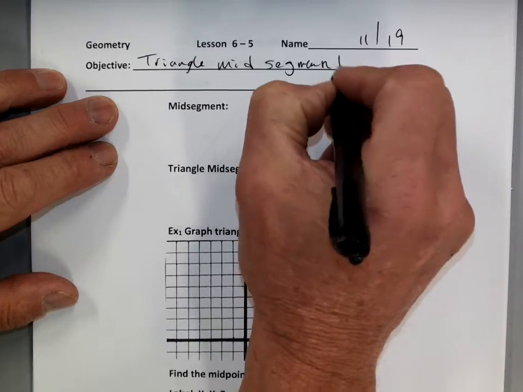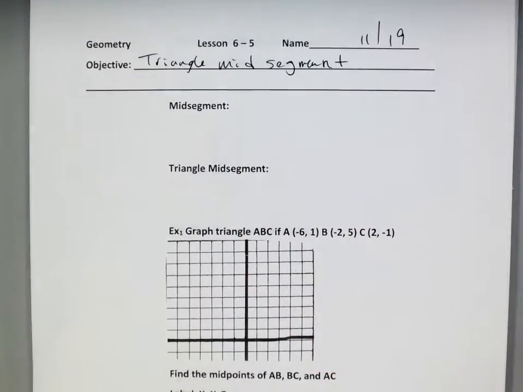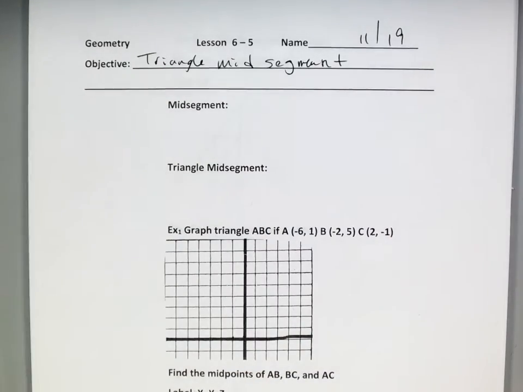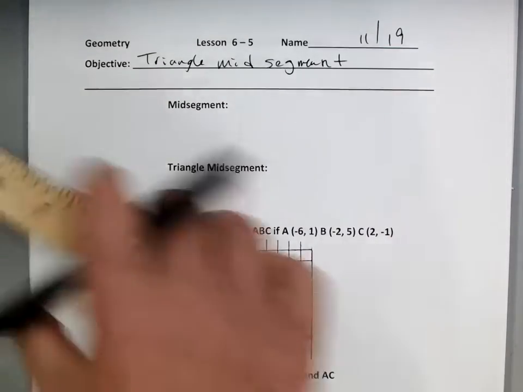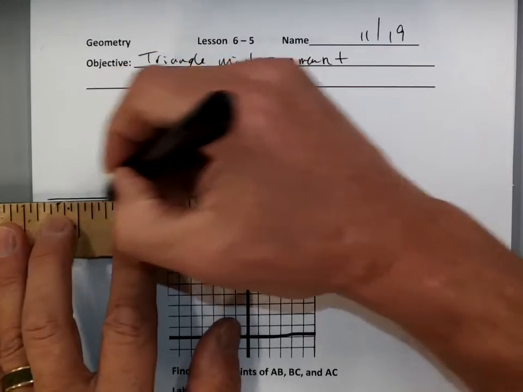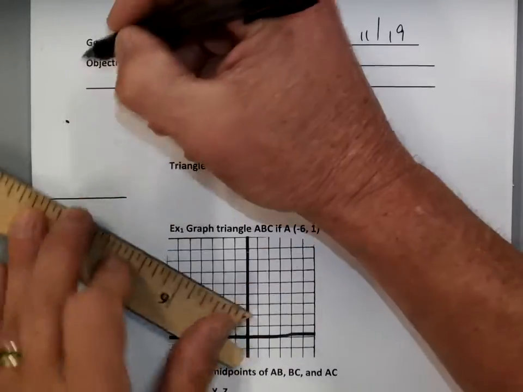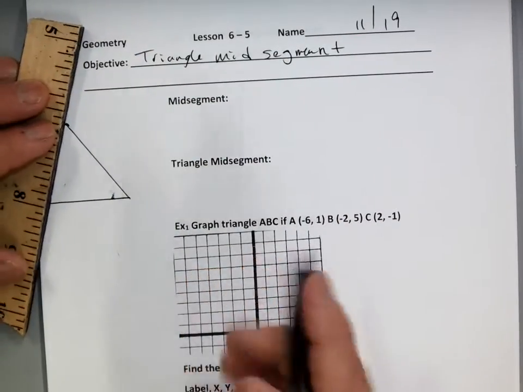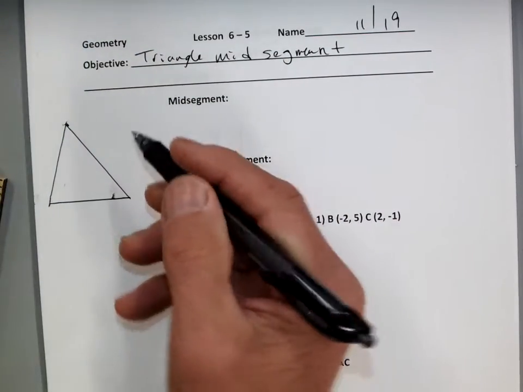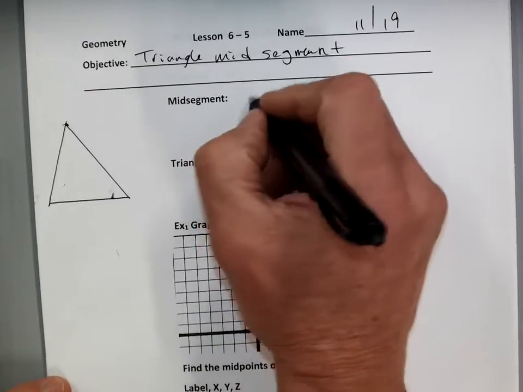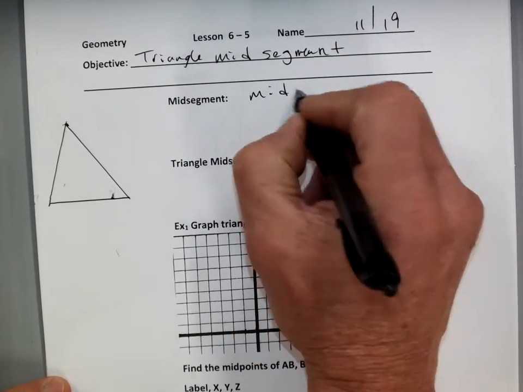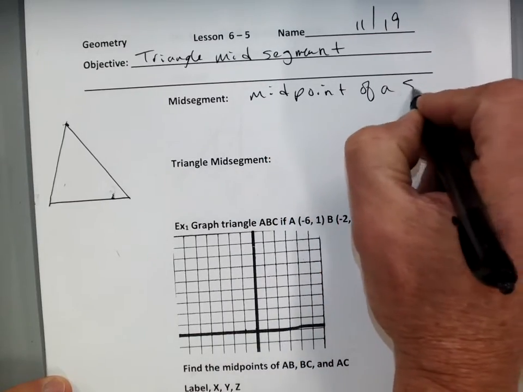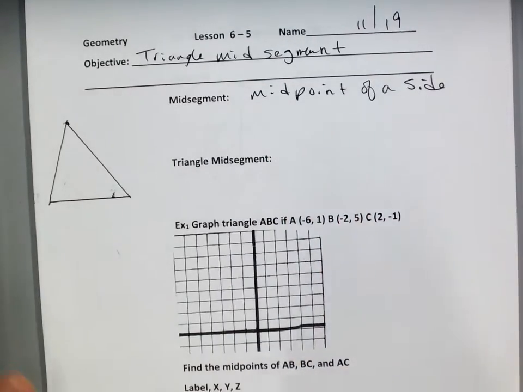Okay. We just draw a picture so you see what a triangle mid-segment is, and then we'll define it. So let me draw a triangle, just any old triangle, nothing special, nothing fancy. Easy day today. So mid-segment means basically the midpoint of a side. Midpoint, mid-segment.